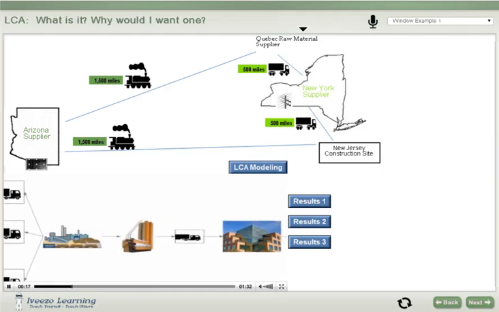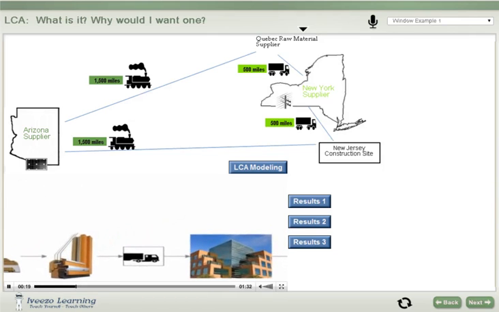Starting with the window distribution, the New York model would include the life cycle inventory for shipping the windows 500 miles by truck. The Arizona model would include the life cycle inventory for shipping the windows 1,500 miles by train.